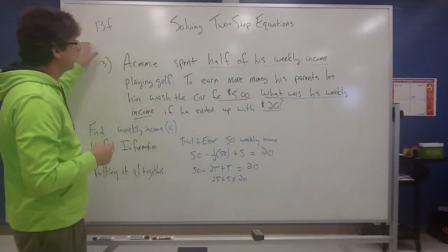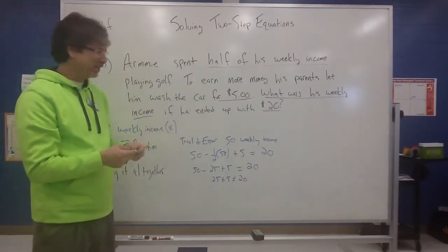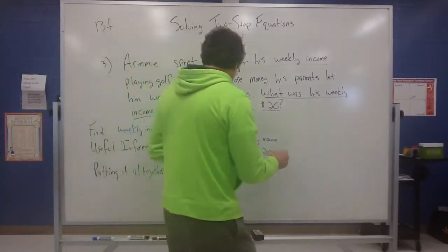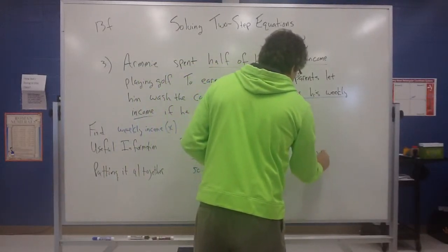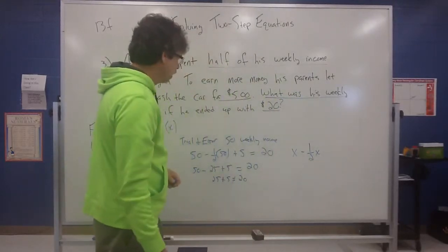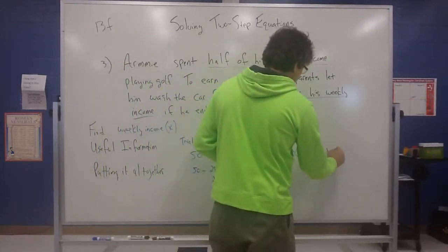And that was my goal. I didn't write it up here this time, but we're supposed to write an equation. So in this problem, what I'm coming up with is X is his weekly income. I'm going to be subtracting half of his income, half X, and I'm going to be adding a 5 to that.